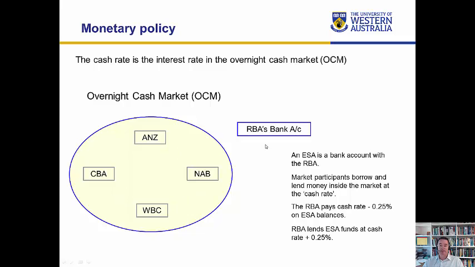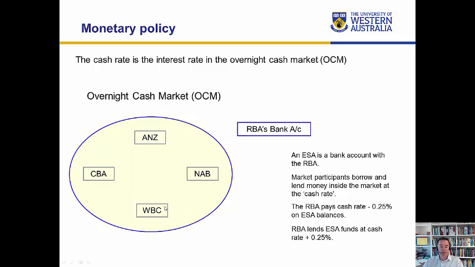Now, the Reserve Bank certainly didn't just hand over that money to the banks. They actually purchased bonds off these banks and in exchange injected money into the ESAs of these banks. So it was actually a purchase of bonds. So that's one way that the Reserve Bank can actually inject more money or supply more money to these banks in emergency situations.